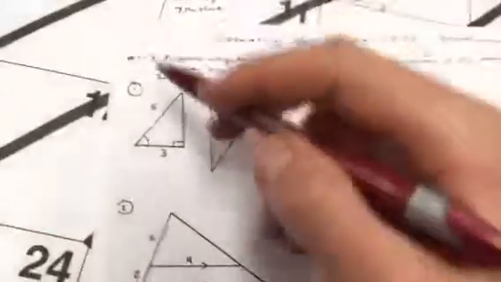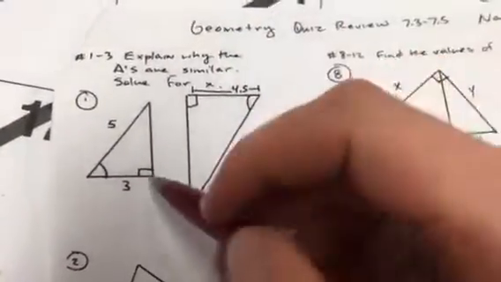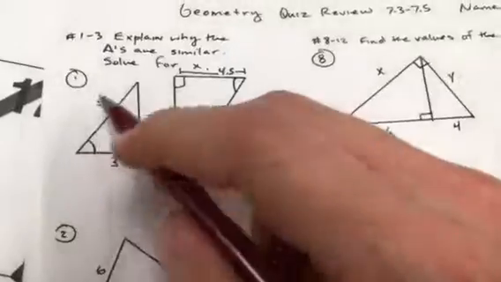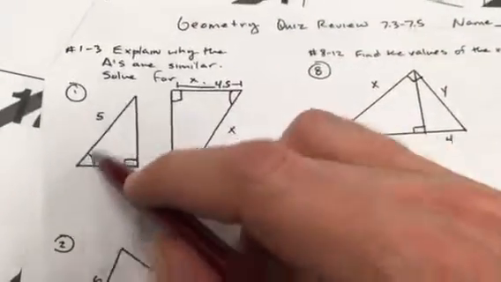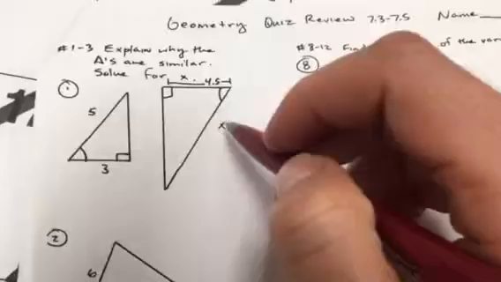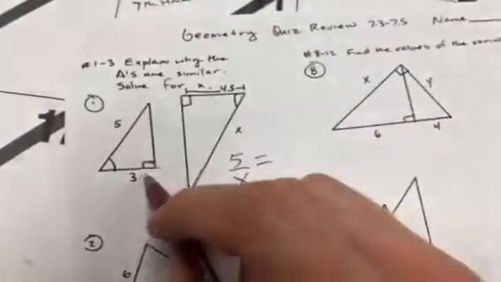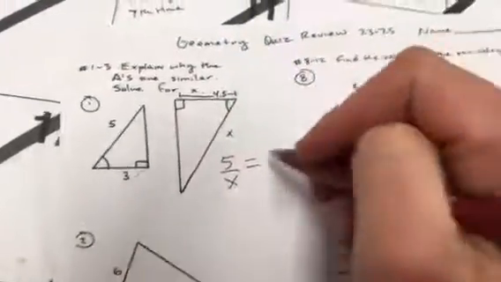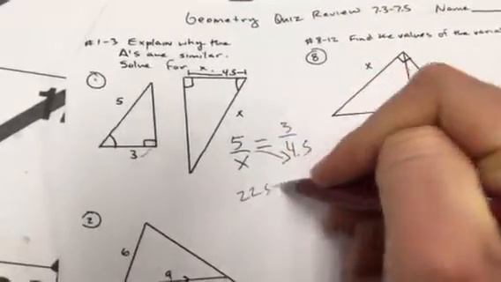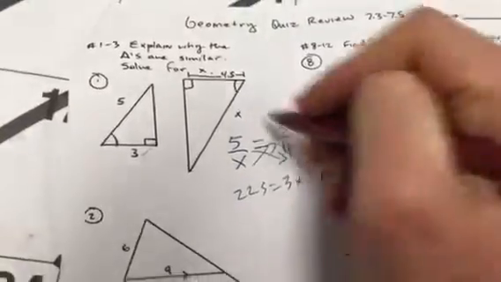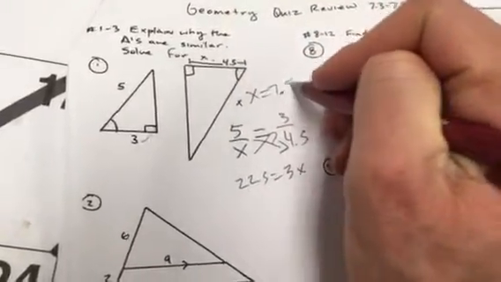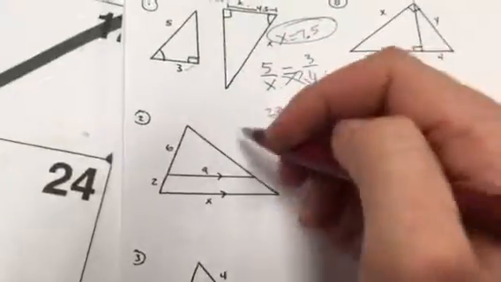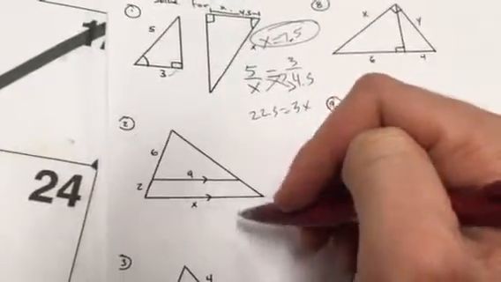Okay, so first off, you don't have to explain why they're similar. We got angle similarity, no big deal. Anyway, let's put them together correctly. So 5, the hypotenuse, would correspond with x. What you want to do on this one is say 5 over x equals 3, going from single arc to right angle, single arc to right angle. So that equals 3 over 4.5. Cross multiply. I think you get 22.5 equals 3x. X is 7.5.